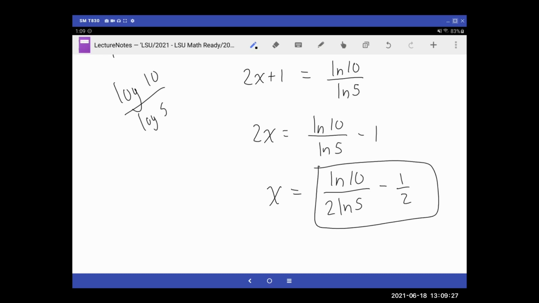I could type that in the calculator to get a decimal if I wanted to, but that's usually not what they want you to do. They usually want it written in this form. All right.